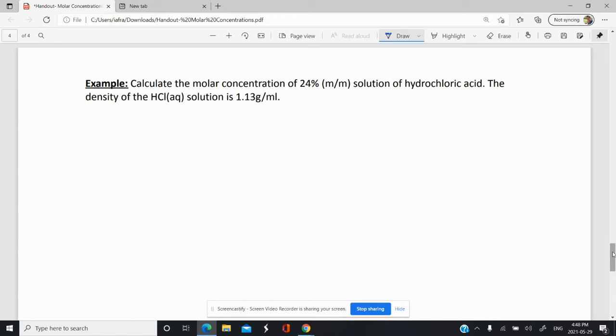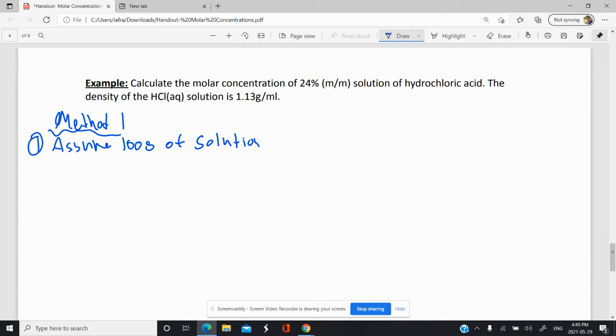So we want to calculate the molar concentration of a 24% mass solution of hydrochloric acid, and we know the density of the hydrochloric acid is 1.13 grams per mil. I'm just going to call this method 1. In method 1, I'm going to basically assume 100 grams of solution. Since I made that assumption, I have 24 grams of hydrochloric acid.